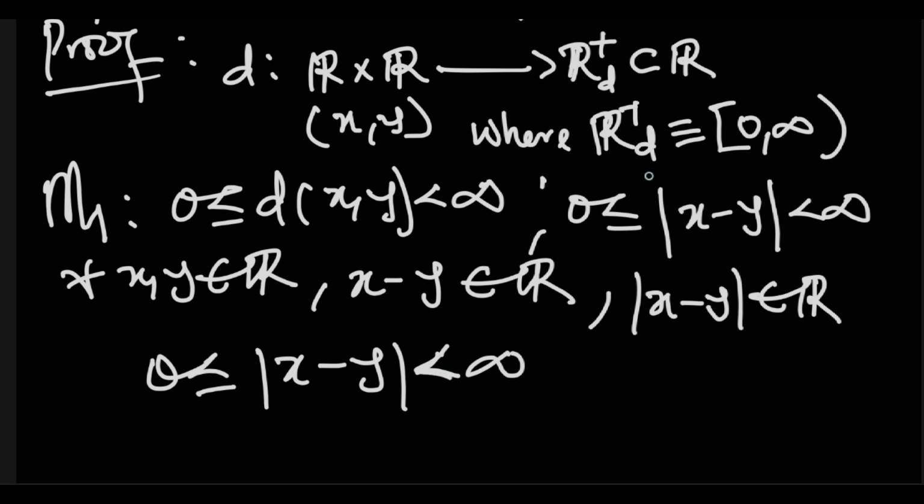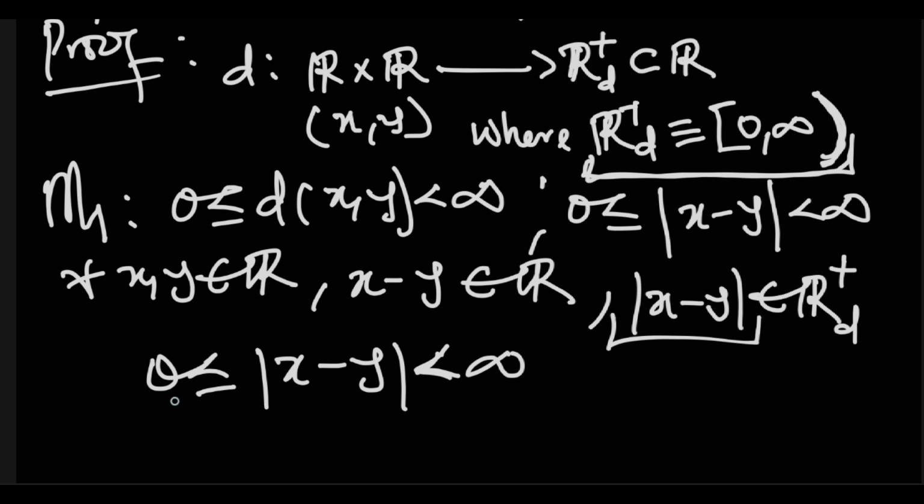So remember, this is our range, the output. This means infinity is not included in this set. So this will be less than infinity, and 0 is less than or equal to this. Remember, this is non-negative.